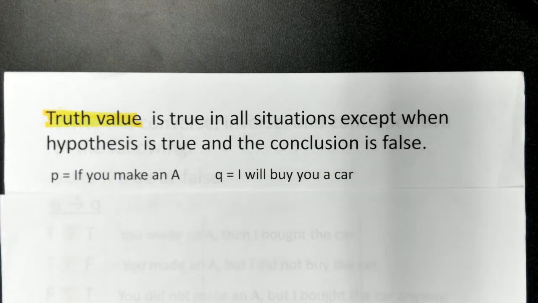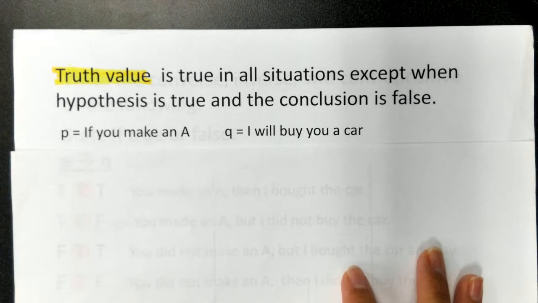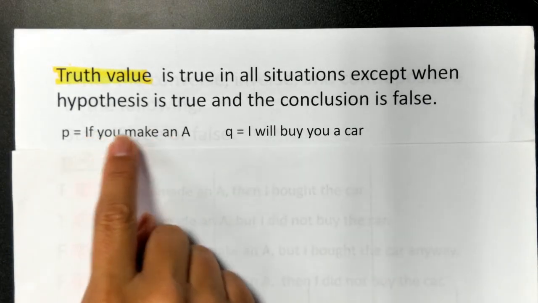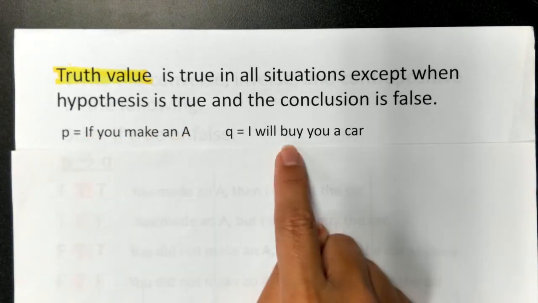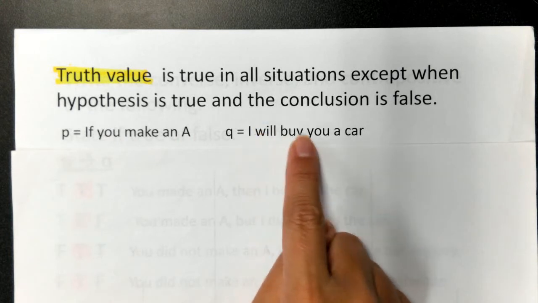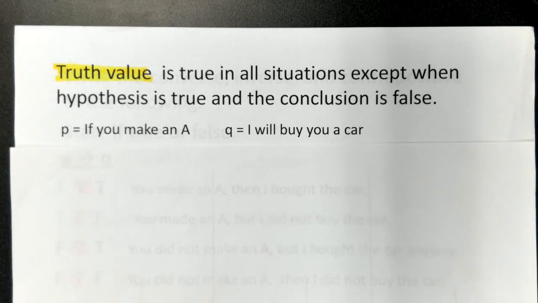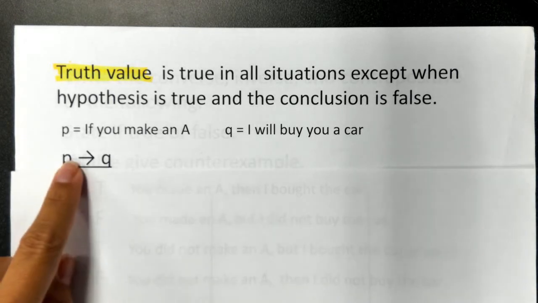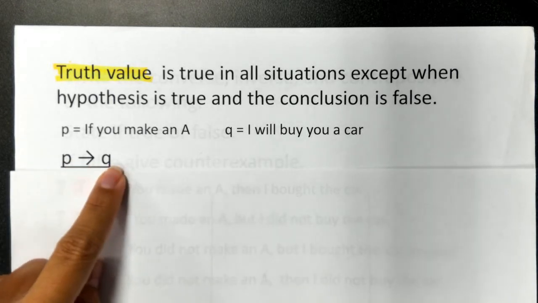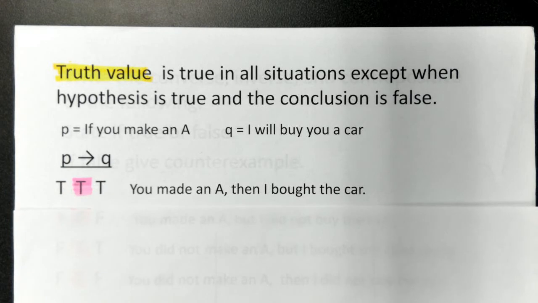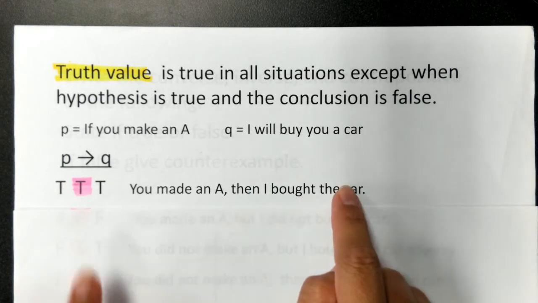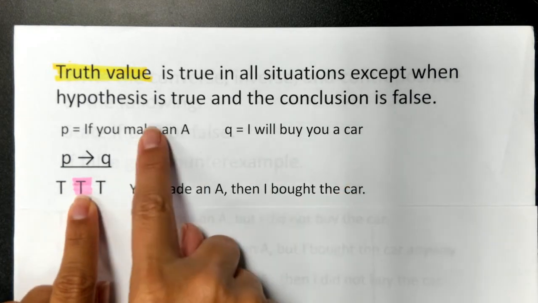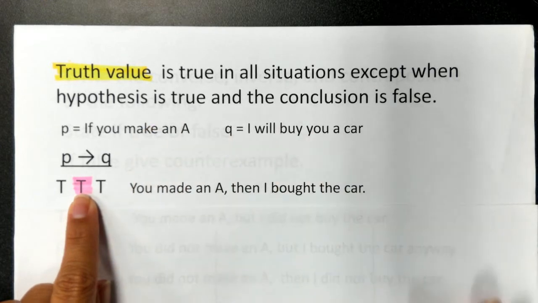So here's an example. My hypothesis is if you make an A, the conclusion will be I will buy you a car. So my P, if you make an A, I will buy you a car. So let's talk about some truth values. Here we are, going from P to Q. The first one says you made an A, then I bought a car. Well, guys, that's true. If you make an A, then I will buy you a car.